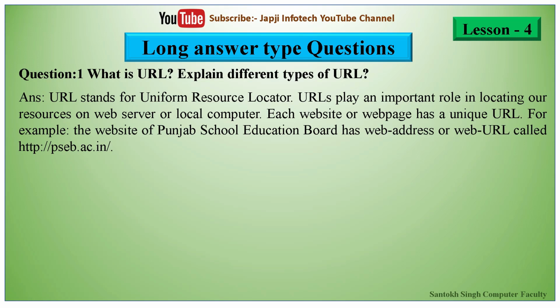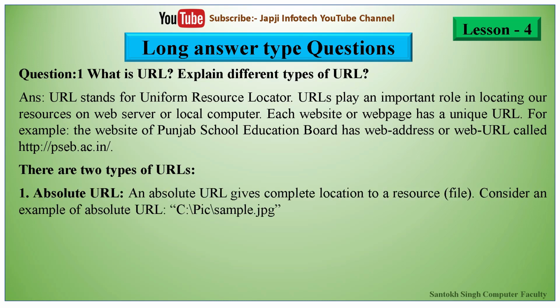For example, the website of Punjab School Education Board has web address or web URL called http://psab.ac.in. So there are two types of URL. The first one is absolute URL. An absolute URL gives complete location to a resource or file. Consider an example of absolute URL. So in the C drive, there is a folder named pic. In the pic folder or directory, there is a file called sample.jpg. So absolute URL represents the complete location of a JPG image.